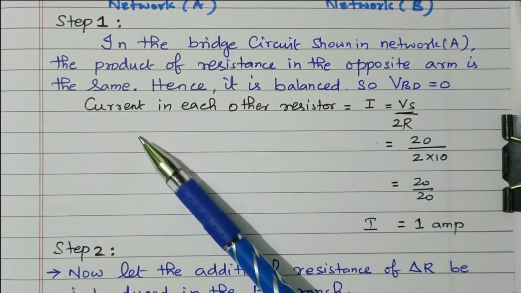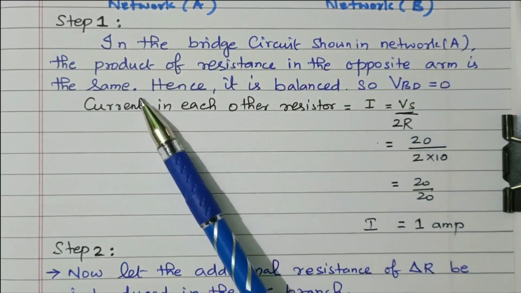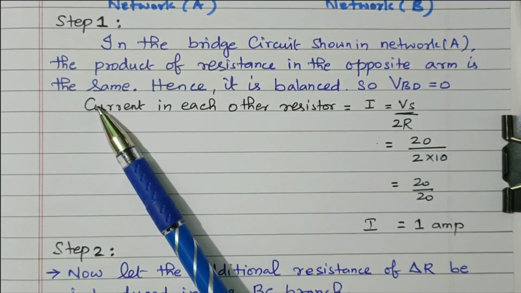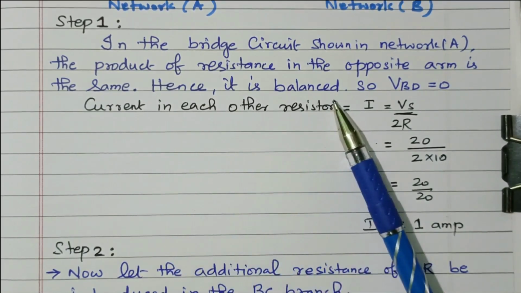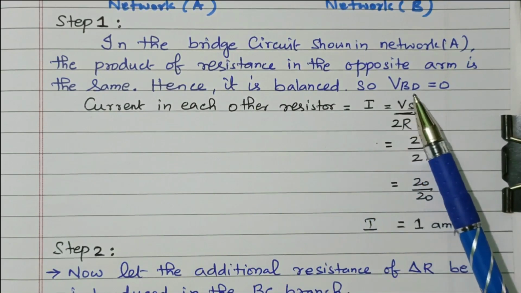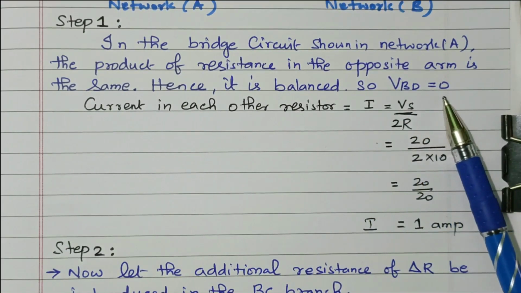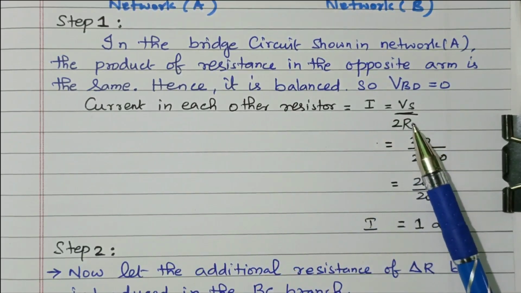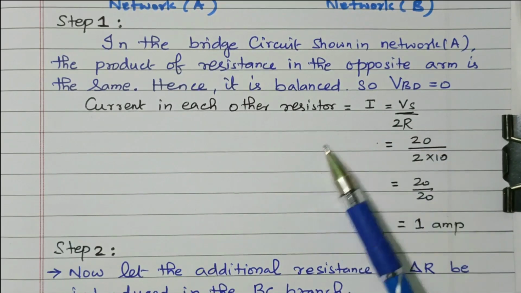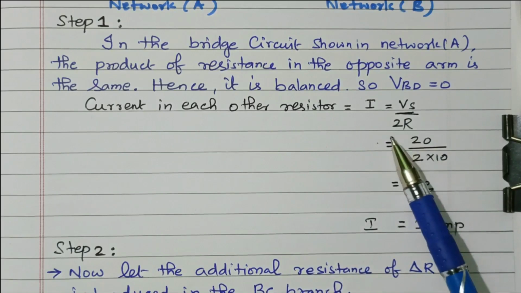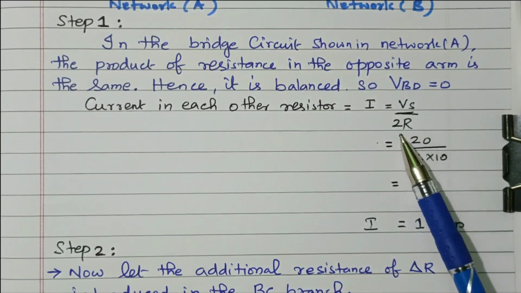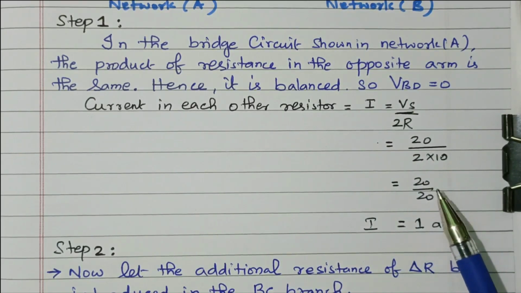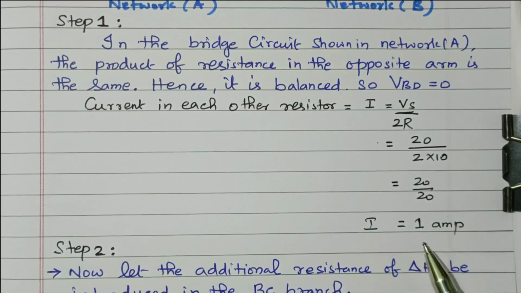Step 1. In the bridge circuit shown in network A, the products of the resistors in the opposite arms are the same, since all the resistor values are 10 ohm. So the bridge is balanced, and the VBD across the small r is 0. So the current in each arm is I equal to V by R. One arm has R plus R, and the other side R plus R, so that is 2R. So Vs divided by 2R: 20 divided by 2 into 10, that is 20 divided by 20, which is 1 ampere.